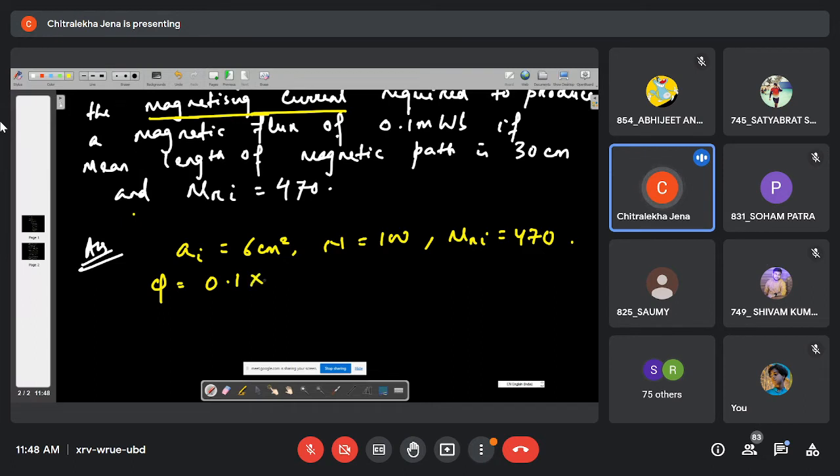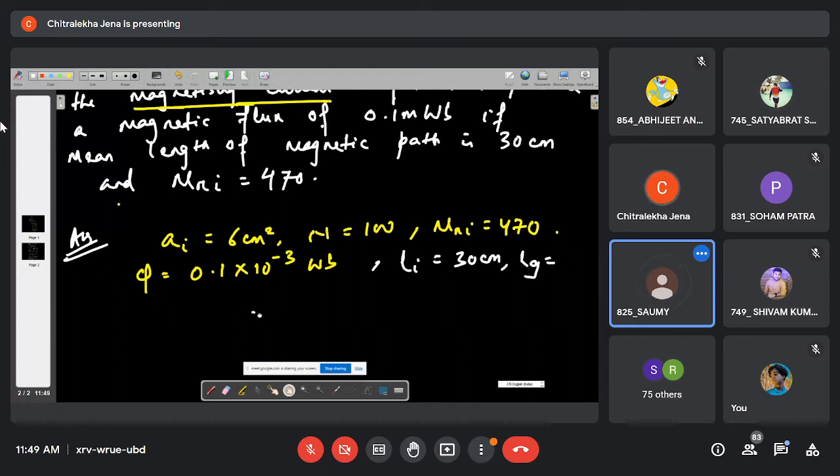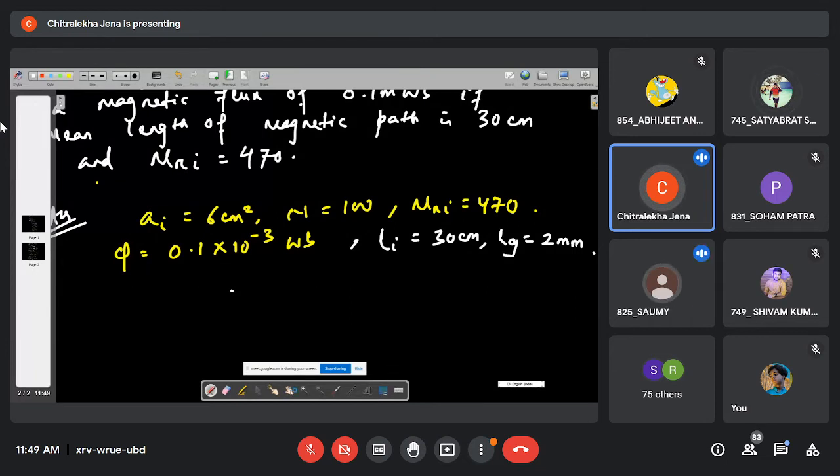Anything else? Li is 30 cm. The mean length of the magnetic path, Li, is equal to 30 centimeters. Then the air gap length, Lg, is equal to 2 mm. Okay, complete. I think everything was written.